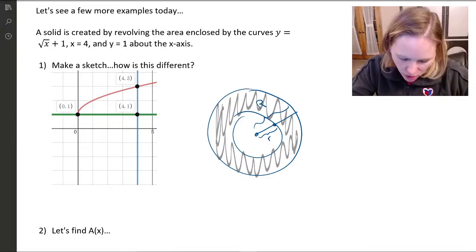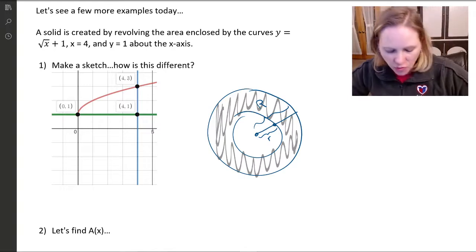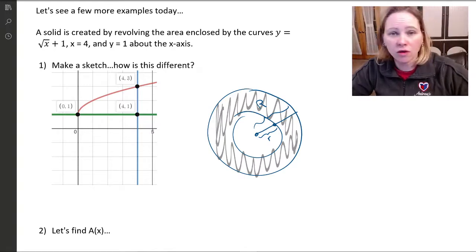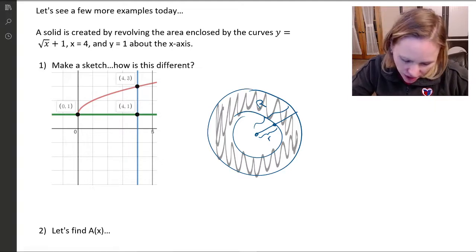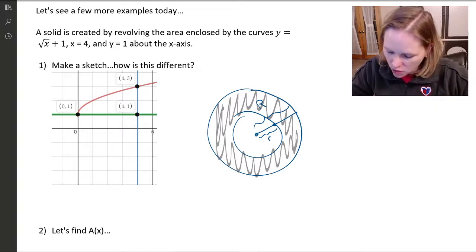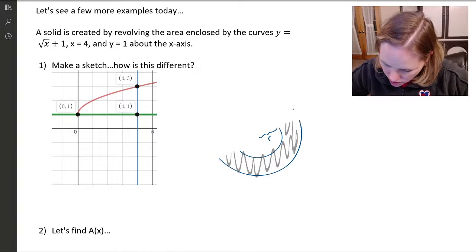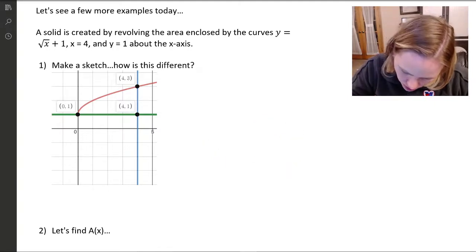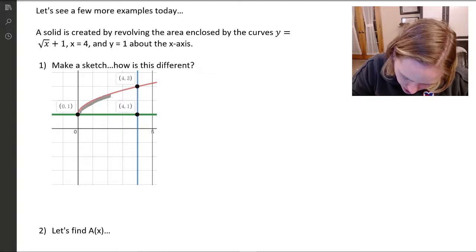So let's take a look at what's going to go on with this equation. We've got a solid created by revolving the area enclosed by the curves y equals the square root of x plus 1, x equals 4, and y equals 1 about the x-axis. So let's erase this and get a little space on our canvas here. Essentially, we're going to take this area that's enclosed by the curves that I've graphed.